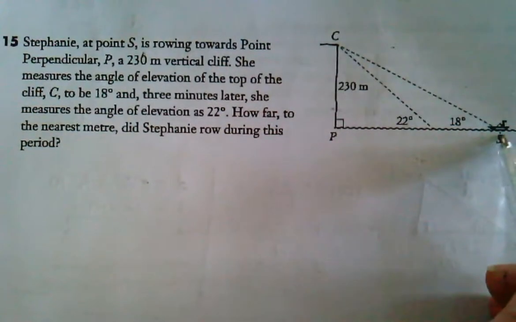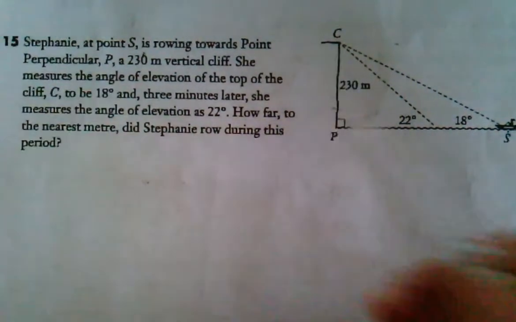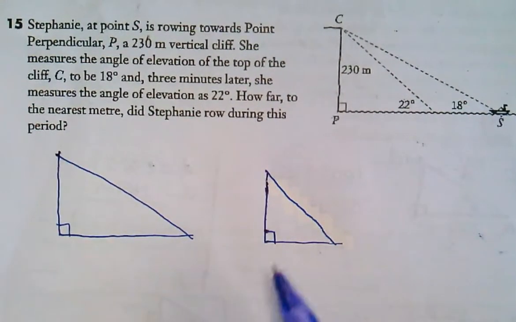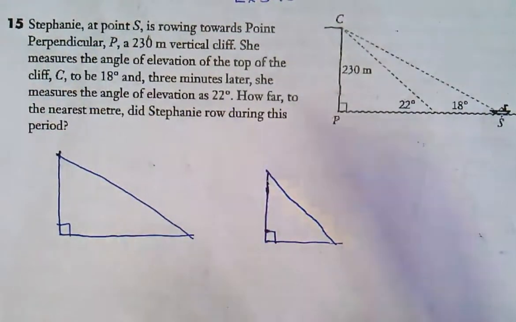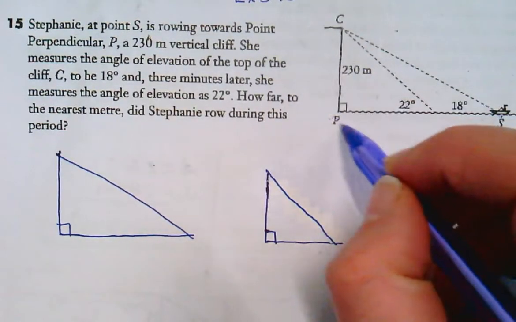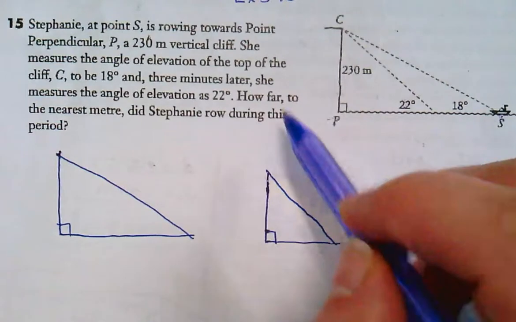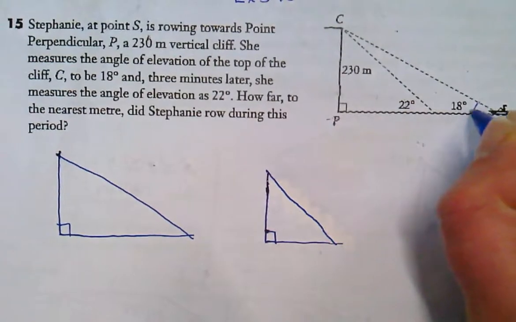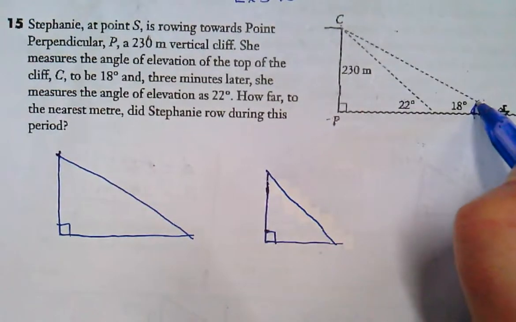Question 15 in the angles of elevation and depression, exercise 310. Stephanie is at a point S, rowing towards point P, perpendicular, on a 230 metre vertical high cliff. She measures the angle of elevation, so from S she looks up to C, and the angle of elevation from S to C is 18 degrees.